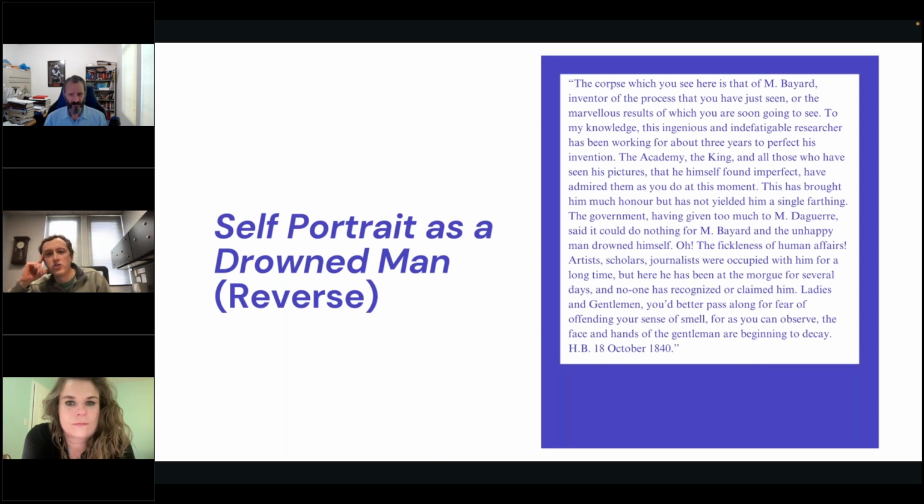To my knowledge, this ingenious and indefatigable researcher has been working for about 3 years to perfect his invention. The Academy, the King, and all those who have seen his pictures that he himself found imperfect have admired them as you do at this moment. This has brought him much honor, but has not yielded him a single farthing. The government, having given too much to Monsieur Daguerre, said it could do nothing for Monsieur Bayard, and the unhappy man drowned himself. Oh, the fickleness of human affairs.